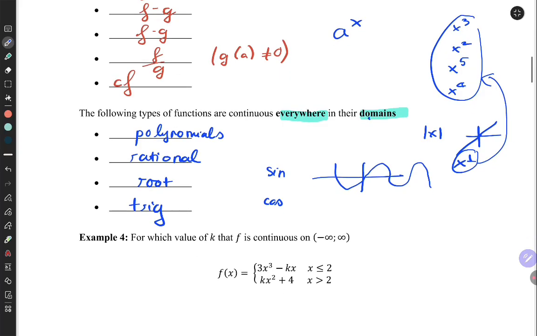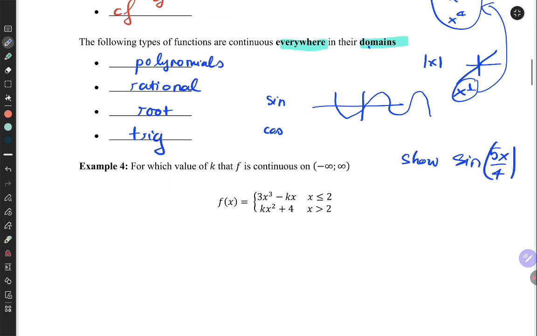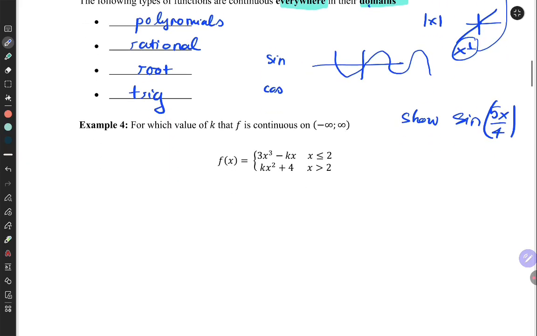So when you see those functions, you're able to name them. Oh, sine of 3x, for example. It's continuous by default. It's a trig function. You don't do anything. It's default. By default, it's continuous everywhere. Right. There you go. Okay. All right.